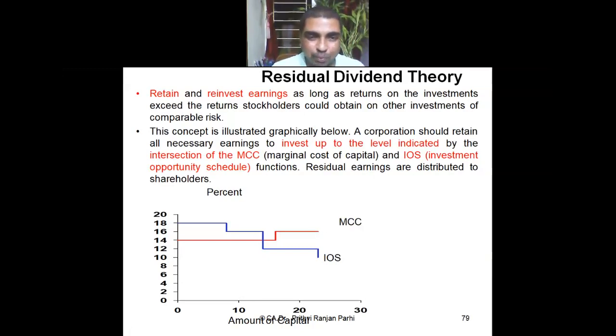Okay, now here this point says that so long as this blue line is above the red line, it means you have the opportunity to earn more. Then don't pay dividend. But after this point, start paying dividend. No need to keep retention money. Are you understanding this particular theory? Okay, so this is about the residual dividend theory.